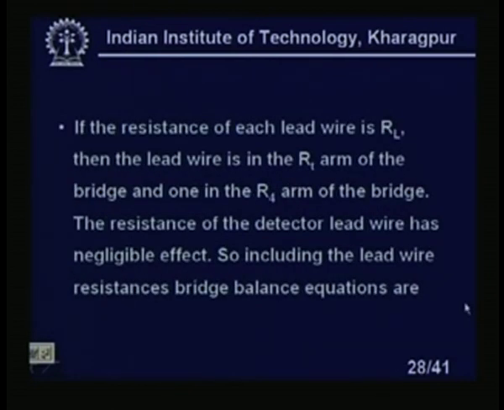If the resistance of each lead wire is RL, then one lead wire is in the RT arm of the bridge and one in the R4 arm of the bridge. Quite obviously, it is in the RT arm and the R4 arm. The resistance of the detector lead wire has negligible effect, because it is not coming into the picture. It only makes the detector circuit more or less sensitive, so we can ignore it when we write the bridge balance equation. Clear?